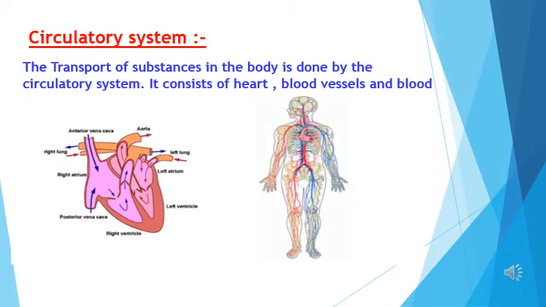It is important that our body gets all the required substances that it needs for its survival. These important substances include oxygen and the essential nutrients. Apart from this, it is also important that the body gets rid of all the waste gases like carbon dioxide and all the toxic substances. The transport of these substances in the body is done by circulatory system. The circulatory system consists of heart, blood vessels and blood.